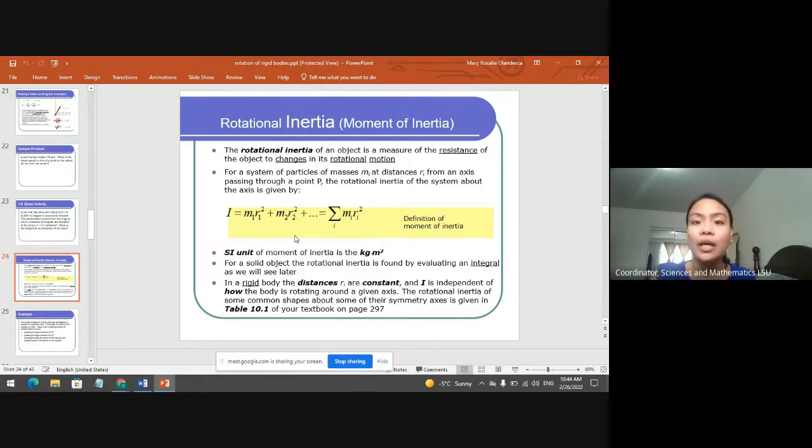All right, your module appears to be very long and intimidating. But do not get intimidated with the formulas and all the letters in them. This is just very easy. Let's just be reminded of m1 r1 squared.